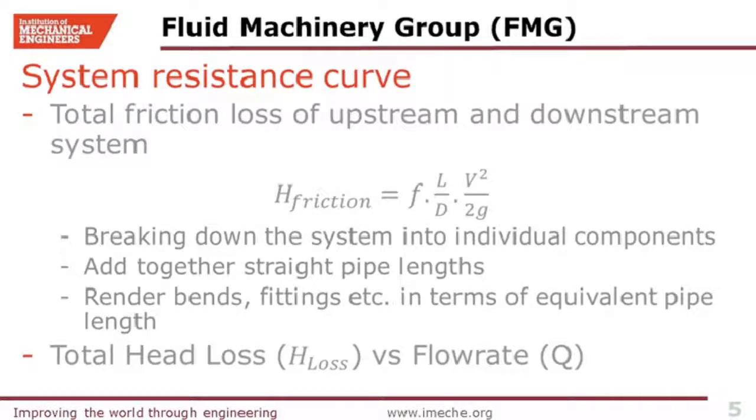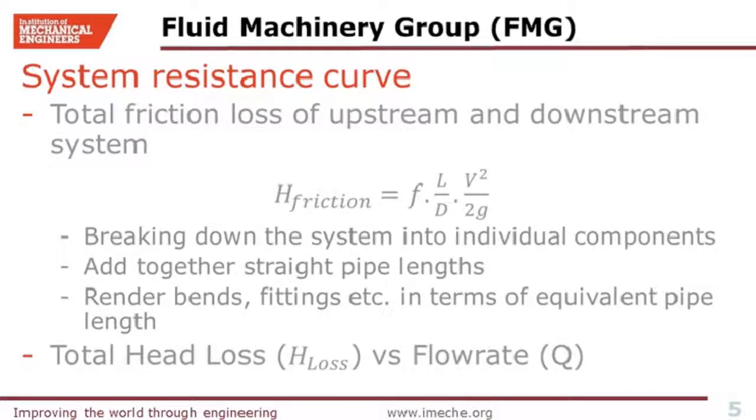To calculate the total friction loss in a system, for example, from fixed point A at suction to fixed point B at discharge, the system should be broken down into individual sections. First, the straight pipe lengths will all be added together. Then other components in the system like bends, fittings, and valves can be modeled as equivalent straight pipe lengths. There are some published tables, all based on experiment, which detail the equivalent straight pipe lengths for individual components.